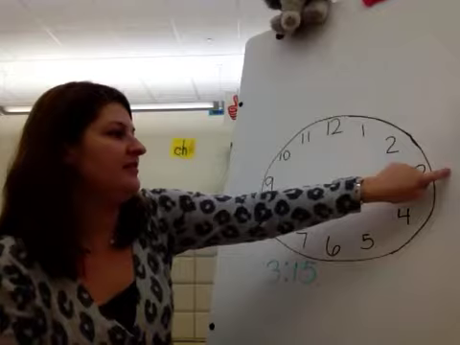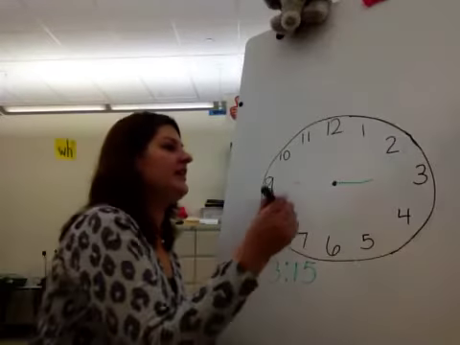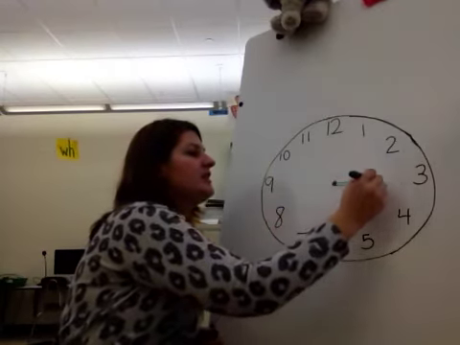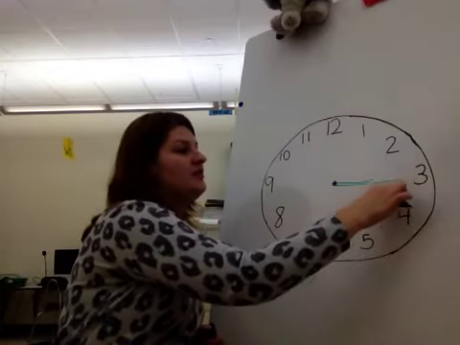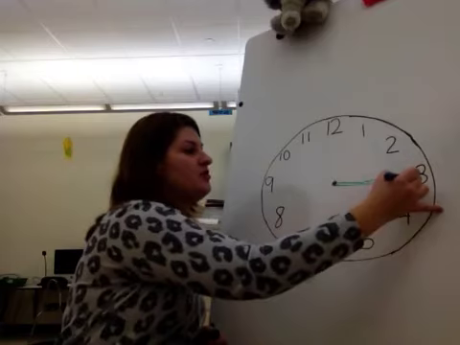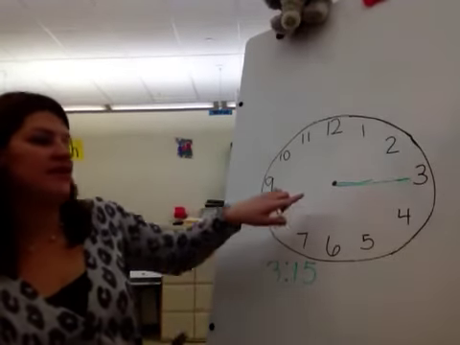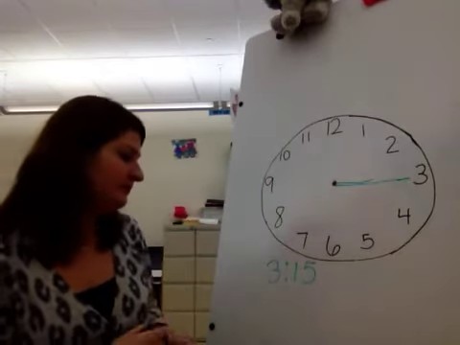5, 10, 15. If we look at that, it's actually the same. Sometimes people draw arrows to show what they're pointing to, or sometimes it's just straight lines. So this time says 3:15.